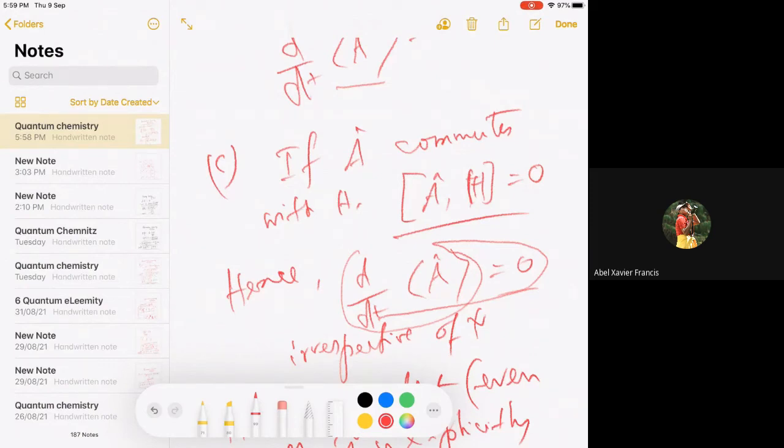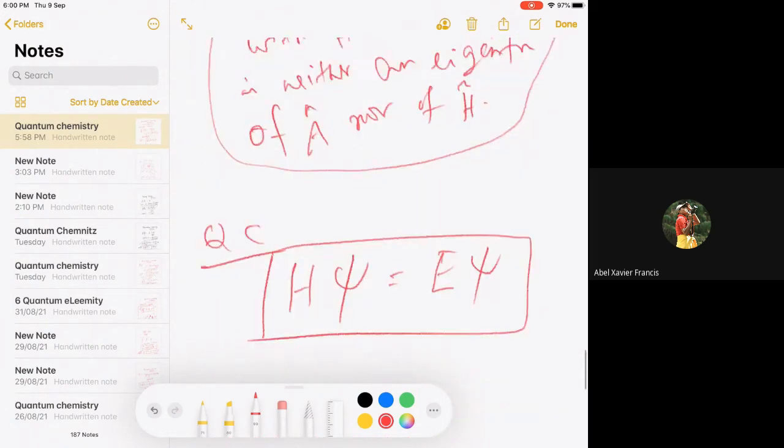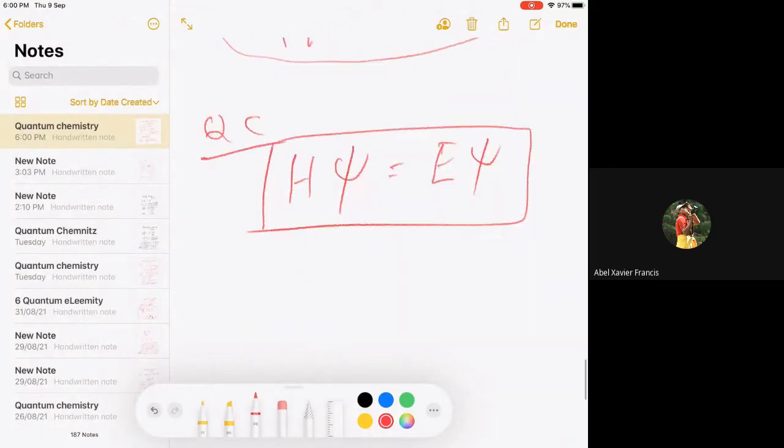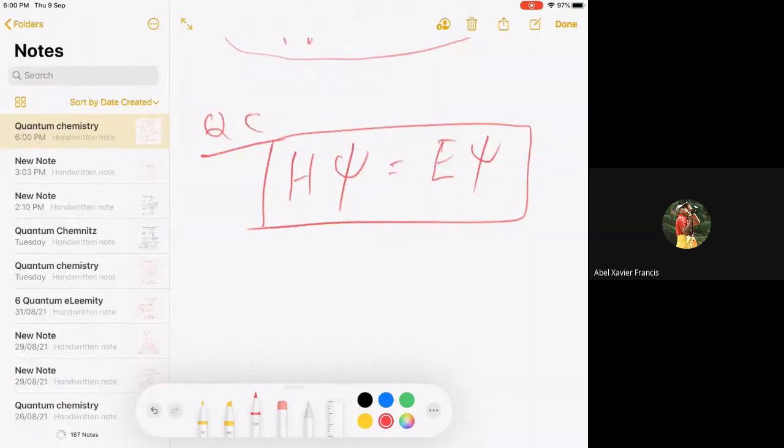Please tell me. I was just asking, even if the function is an eigenfunction of A, do we still call it a stationary state or not? Yeah, it is a stationary state. Physically there is no difference between it being an eigenfunction of H or an eigenfunction of A. If it is an eigenfunction of A, energy won't be stationary.